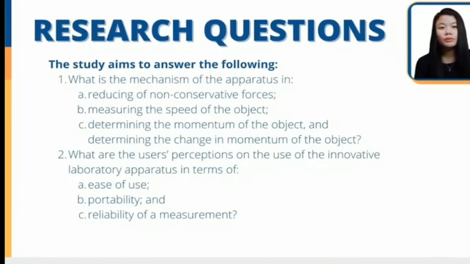So here are the research problem questions. This study aims to answer the following. Number one, what is the mechanism of the apparatus in reducing non-conservative forces, measuring the speed of the object, determining the momentum of the object, and determining the change in momentum of the object? Number two, what are the users' perception on the use of innovative laboratory apparatus in terms of ease of use, portability, and reliability of measurement?